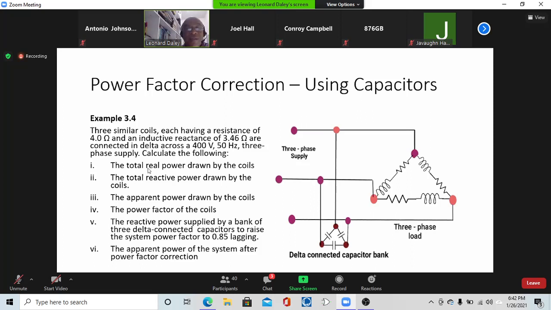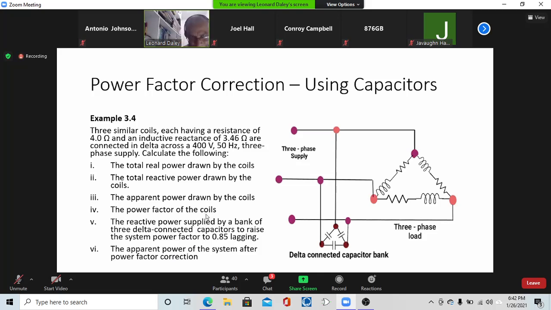The question asks us to find the total real power drawn by the coils, the total reactive power drawn by them, the apparent power drawn by them, the power factor of the coils, and then the reactive power supplied by a bank of three delta connected capacitors, which are designed to raise the system power factor to 0.85 lagging. Then we must find the apparent power of the system after power factor correction.